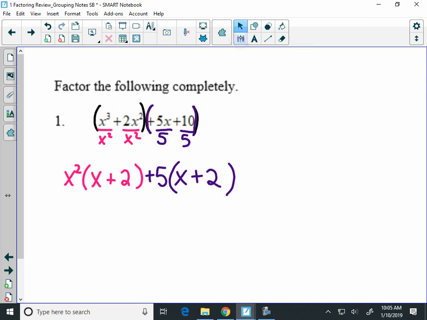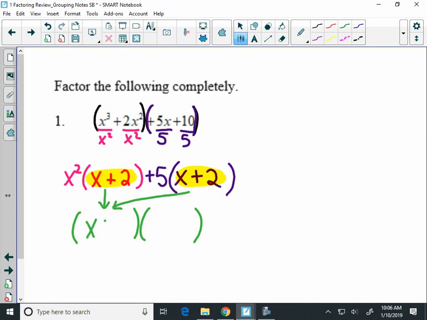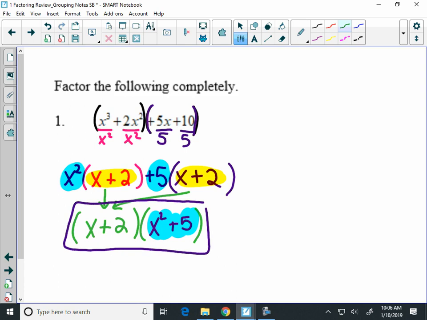Now you should notice something here. You should see that inside the parentheses, you have the same thing, x plus 2. That's a good thing. That tells you that you're factoring correctly. However, this is not your final step. Your final factored form is going to be 2 binomials. Firstly, you pull down what's in the parentheses. That goes into one set. The other set of parentheses pulls the GCFs you used, which are going to be x squared plus 5. This is now your final factored form.